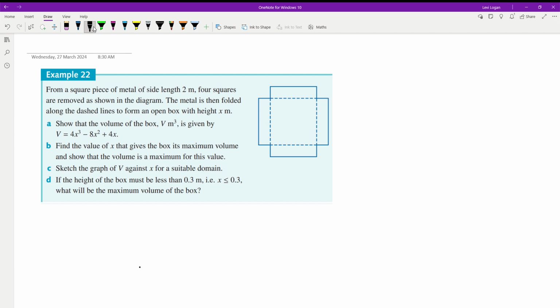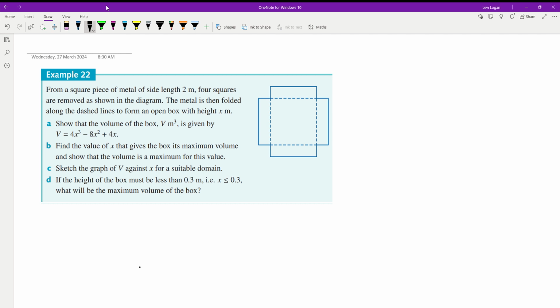So from a square piece of metal, the side length of 2 meters, 4 squares are removed as shown in the diagram below. The metal is then folded along the dashed lines to form an open box with a height of x meters. Question A is, show the volume is this. B, find the max value of x and maximize the volume. C, sketch the graph. And then D is applying a restriction.